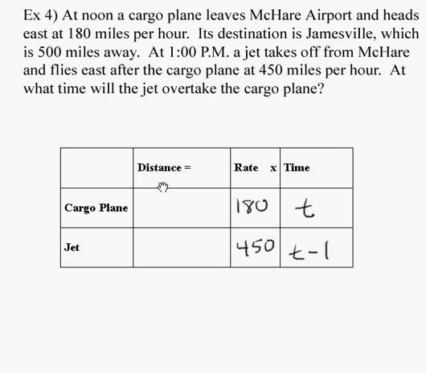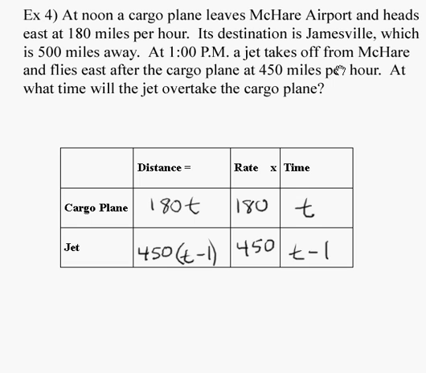Now let's pause here and fill in the distance column. Distance is equal to rate times time. So for the cargo plane, that's 180 times t. For the jet, that's 450 distributed to t minus 1. We need to find an equation.